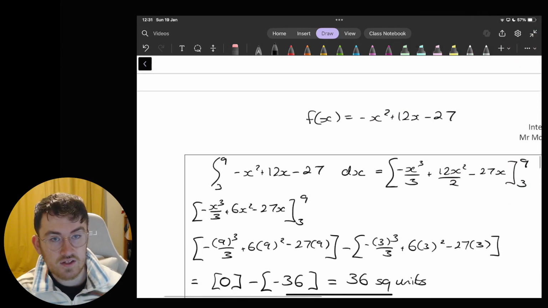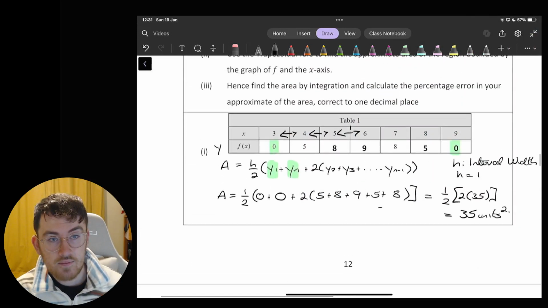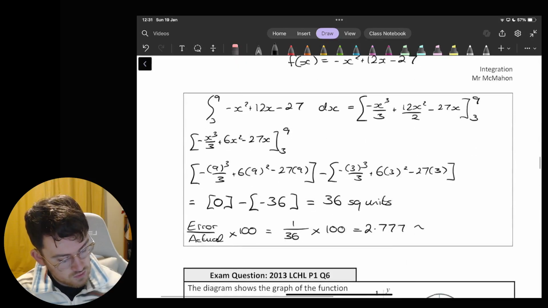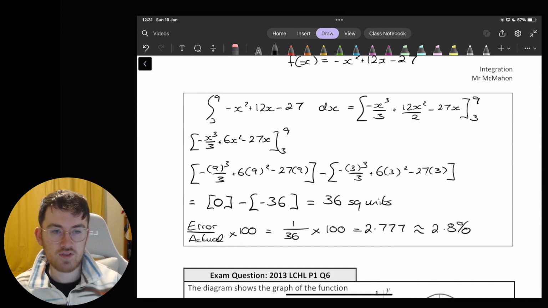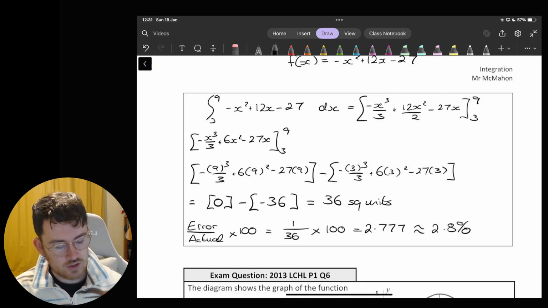And was I asked for any decimal places? 1 decimal place. So around about 2.8% of an error there. Okay, so small error, but an error nonetheless. Nearly 3% of an error there between the two methods, either the trapezoidal rule or my actual integration here.